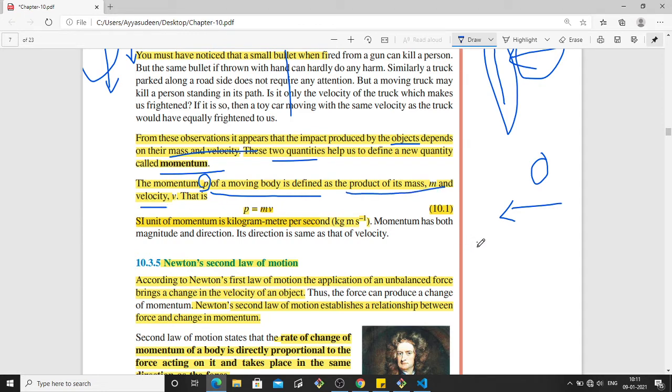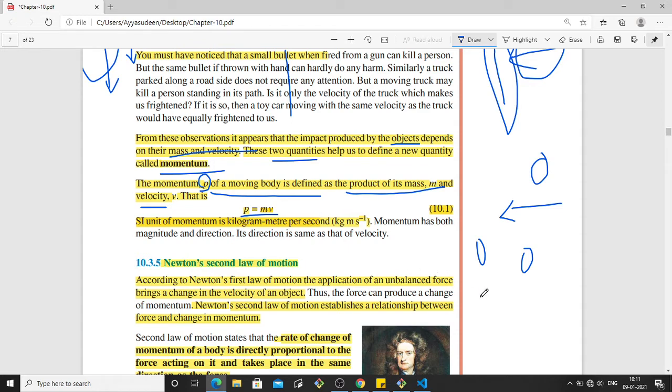Not just mass or just velocity, but we take the product of both together. So momentum is equal to mass into velocity. It's very important, you have to remember. Now how to find the unit of it? The SI unit of momentum is kilogram meter per second.